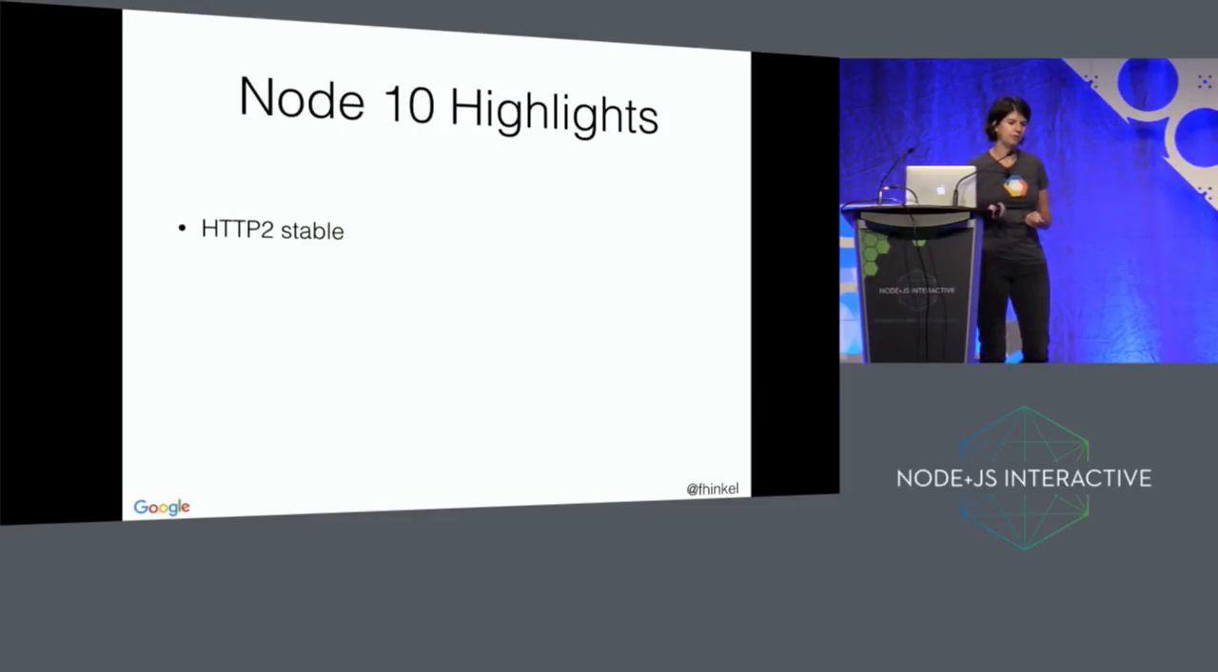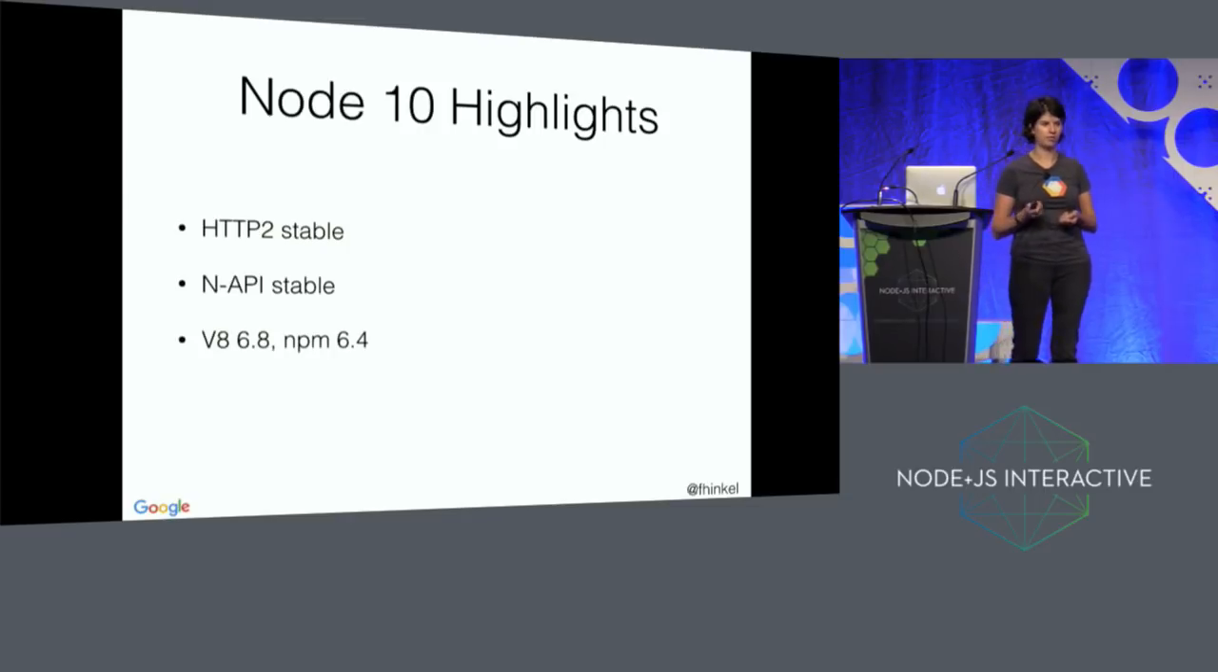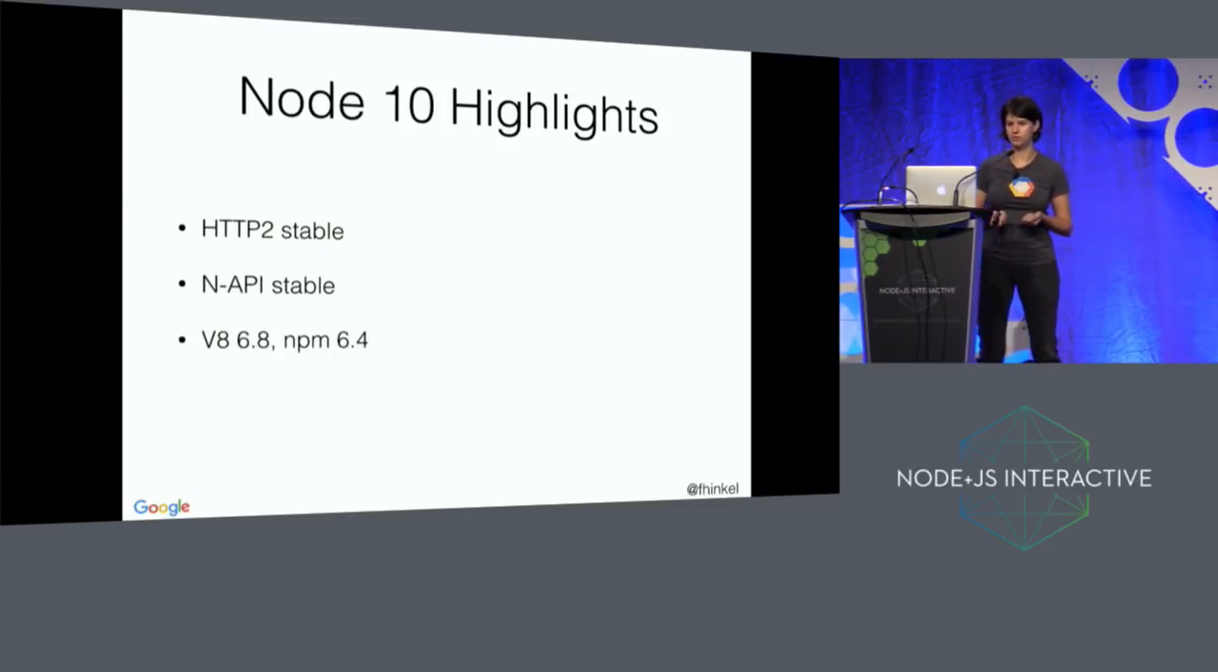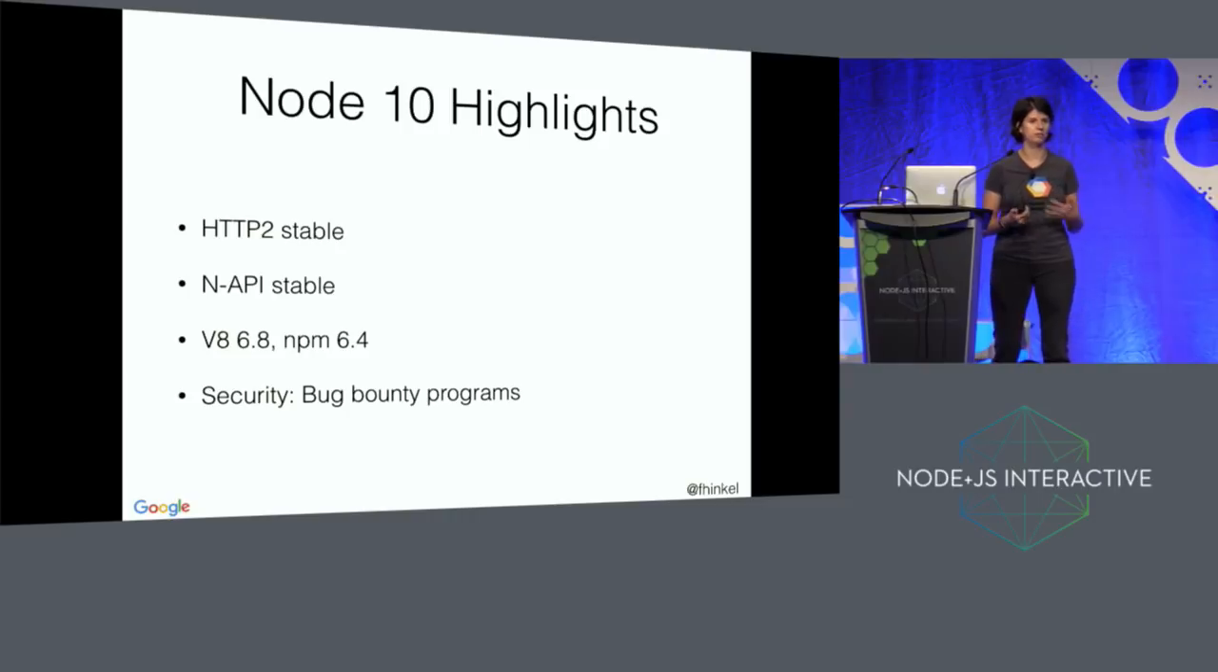So some of the highlights include HTTP2 went from experimental to stable in Node 10. An API also went to stable. V8, the JavaScript engine in Node.js, got upgraded to 6.8. And NPM with Node 10 also got upgraded to 6.4. And overall, security is a big topic for us. So we've been formalizing the security program more, and we have bug bounty programs. So hopefully, no major things happening in the future. No major security breaches happening with Node.